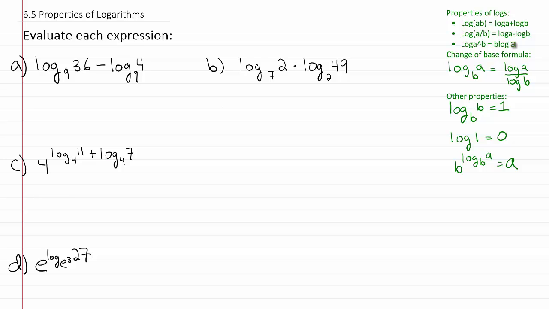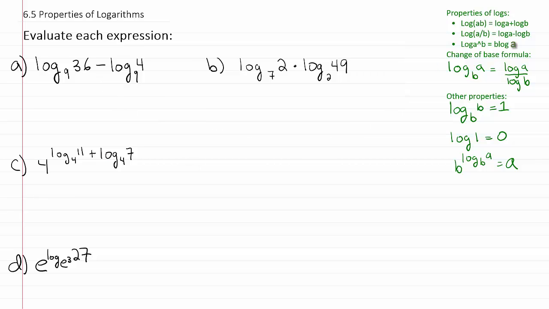Evaluate each expression. All right, so we have this statement, the log of 36 base 9 minus the log of 4 base 9. Basically, we have a difference of two logs that have the same base. Then we're dealing with this rule here, the second one in our list, which says that the log of a minus the log of b can be rewritten as the log of a divided by b.